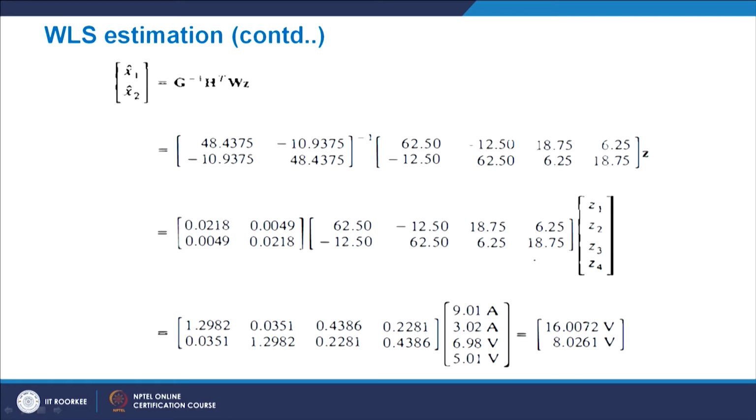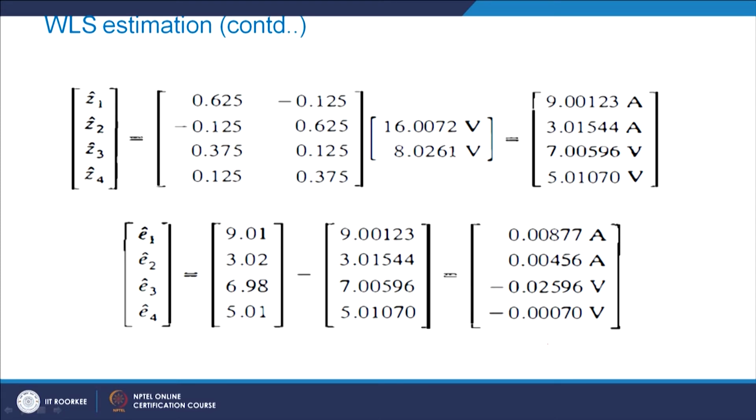So, then if I do this, I get these estimated values. Now, from these estimated values we can possibly infer that, well, probably the true values of V1 and V2 would be somewhere around, I mean V1 would be 16 and V2 would be 8, but well.